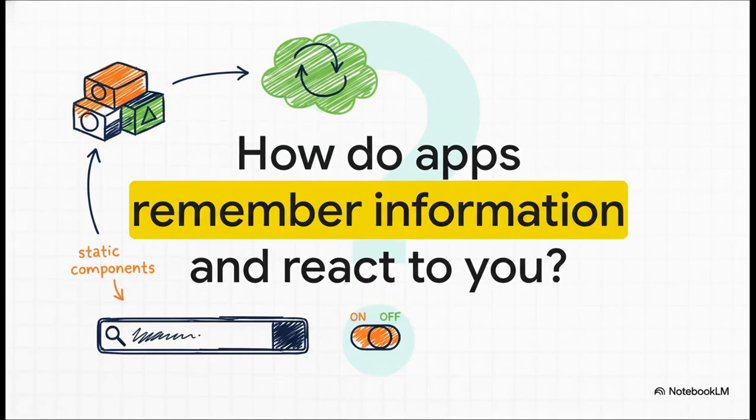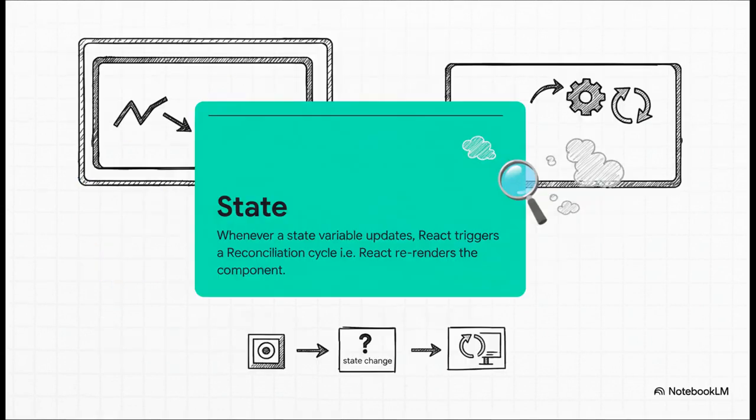So we can build static interfaces with these components, which is awesome. But modern apps aren't static, right? They're dynamic. They need to remember things like what you've typed into a search box or whether a menu is open or closed. So how does React handle that? This is where something called state comes into play. State is basically the memory of a component. It holds on to any information that can change over time. And here's the magic part. Whenever that state changes, React automatically re-renders the component, kicking off that super fast virtual DOM comparison to update the screen.